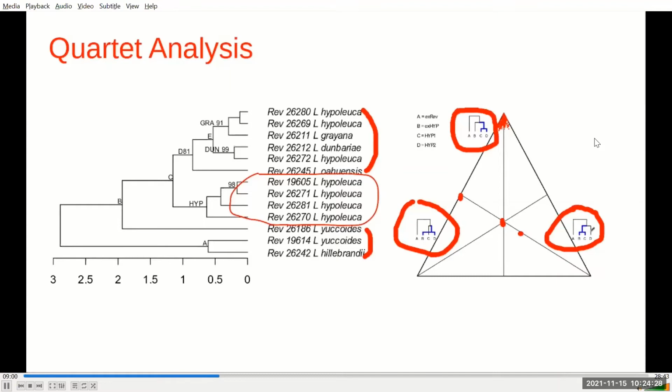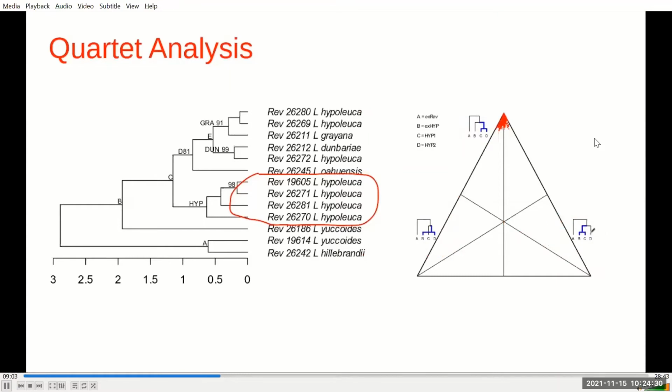Now, what you can see here is when I've run this to see if this clade is monophyletic, every single point showed up here in this apex where C plus D, the 2 hypoleuca accessions, are closest sister to each other. So each point here is a quartet. So I choose all possible quartets.